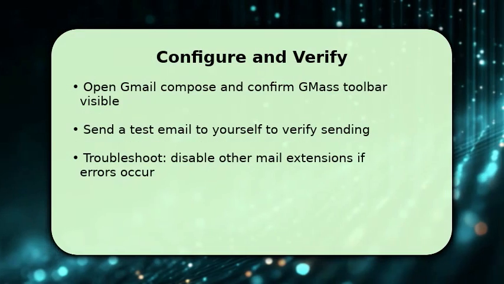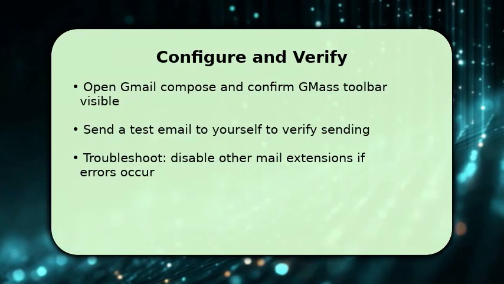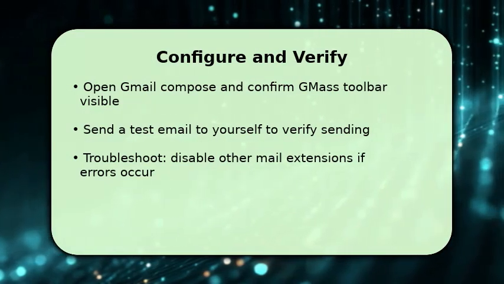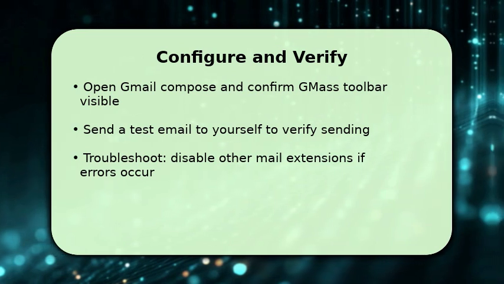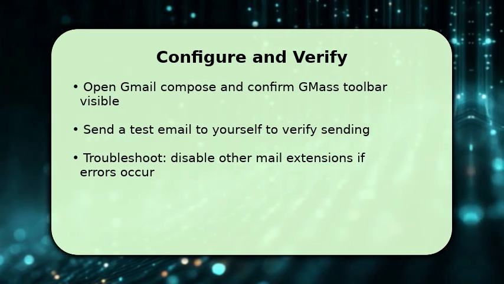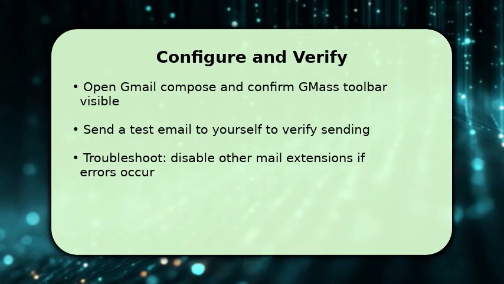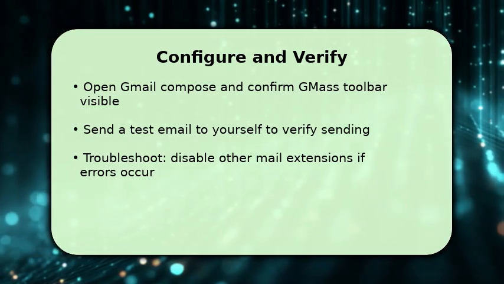You now configure Gmass from the Compose toolbar. Pick your sender name, campaign settings, and any tracking options. Once configured, send a small test message to yourself to verify delivery and formatting. This confirms permissions and sending capability.